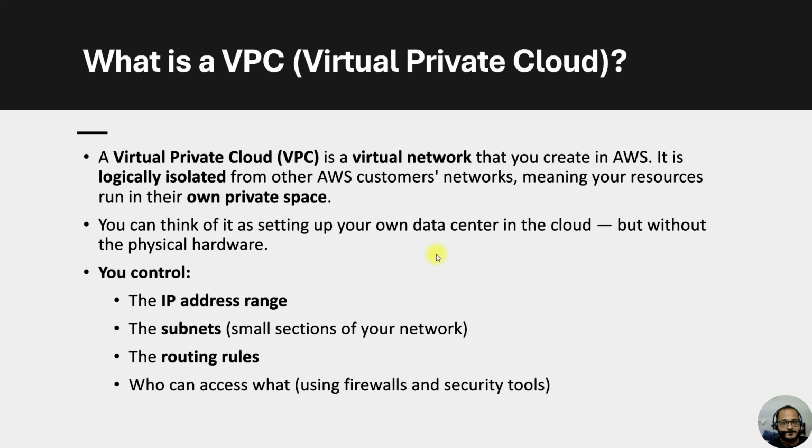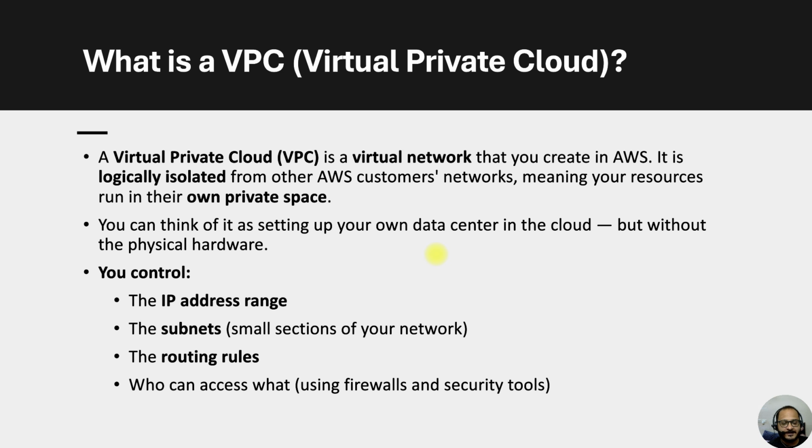So what is a virtual private cloud? A virtual private cloud is a virtual network that you create in AWS. It is logically isolated from other AWS customer networks, meaning your resources run in their own private space.